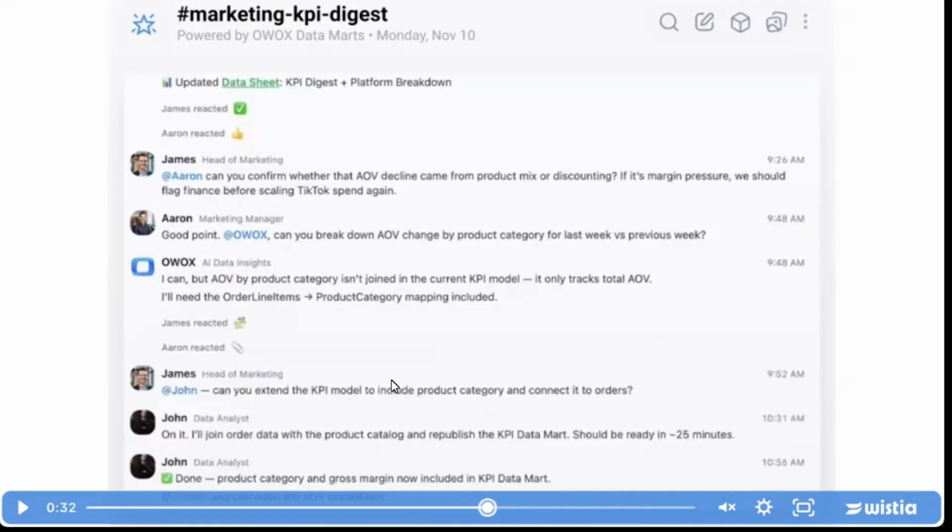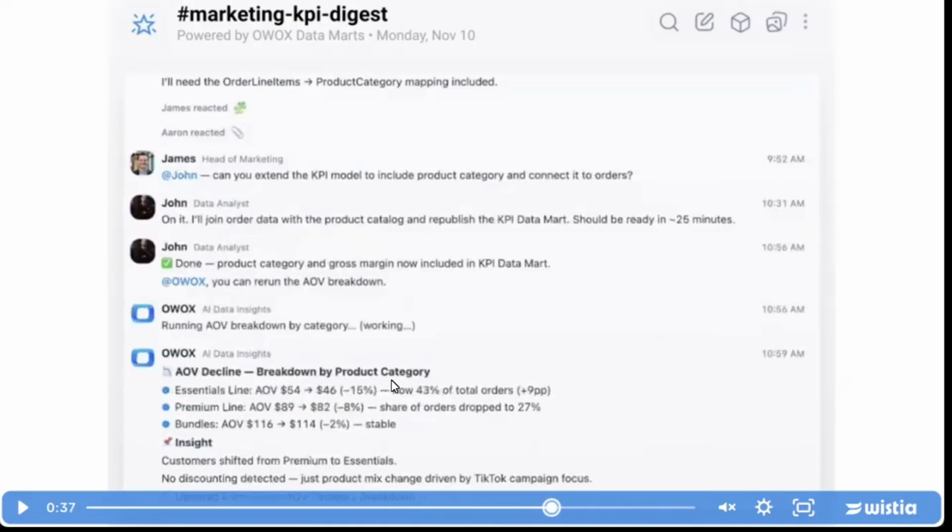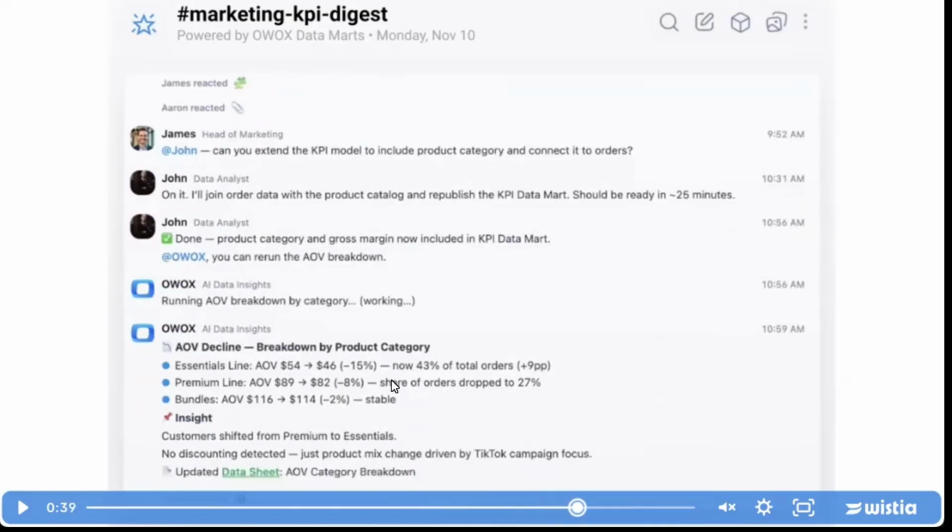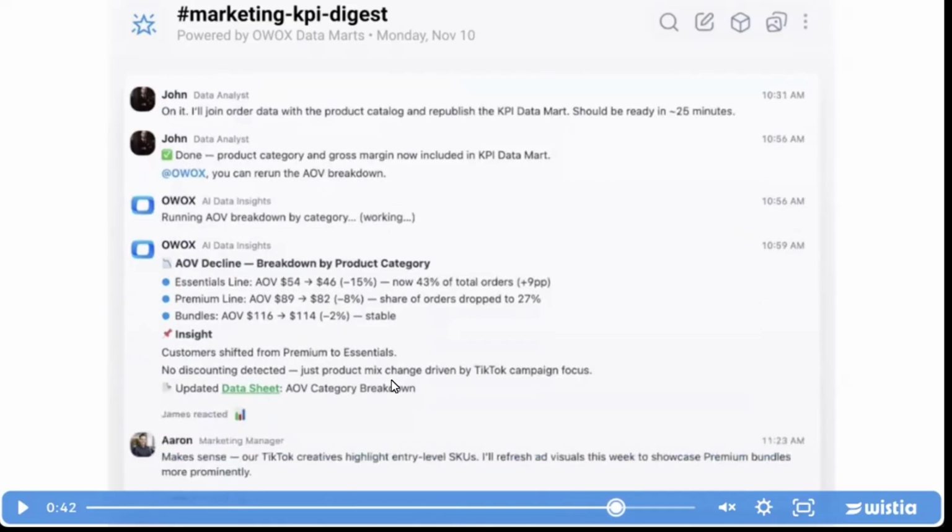So in this case, we came to the point that it was the TikTok campaigns with a different audience that was the reason for the AOV drop. The fear was that it was about the discounting, but it was not. So basically, we with the team answered the question that everything is fine. We just started this TikTok campaign. We have to figure out if we can scale it, but there are no problems with the margin at that point.